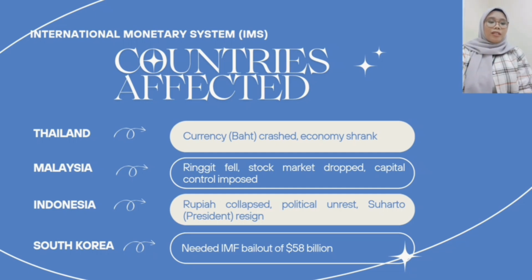Thailand, the currency baht crashed and the economy shrank. Malaysia, ringgit fell, stock market dropped, and capital control imposed. Meanwhile, Indonesia, rupiah collapsed, political unrest, and Suharto, the president, resigned. And South Korea needed IMF to bail out $58 billion.